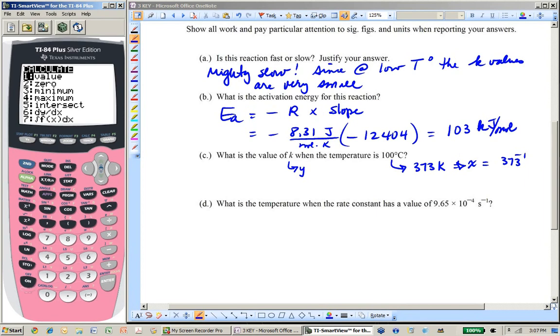So, what do I know? I know an X value. So just hit this, and I've got 373, but take the reciprocal.